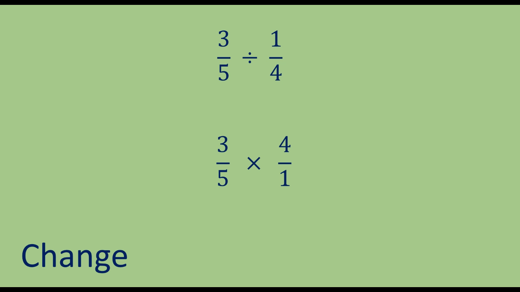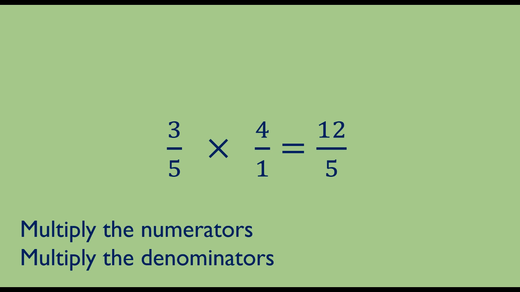Okay? It's nothing illegal. Because I've changed the second fraction, that means I can change the sign. So it all balances out. And then just remember what I do with multiplying fractions. I multiply the tops, that's the numerators, and I multiply the bottoms, that's the denominators. 3 times 4 is 12, 5 times 1 is 5. My fraction is 12/5. That's what we call an improper fraction, the 12/5.